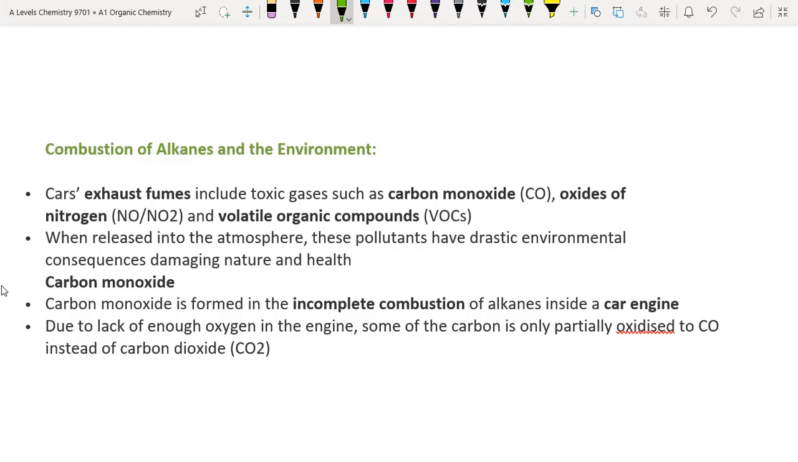Car exhaust fumes include toxic gases such as carbon monoxide, oxides of nitrogen, that is nitrogen monoxide and nitrogen dioxide, and volatile organic compounds. When released into the atmosphere, these pollutants have drastic environmental consequences, damaging nature and health.